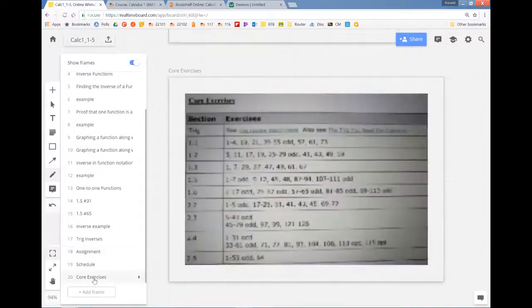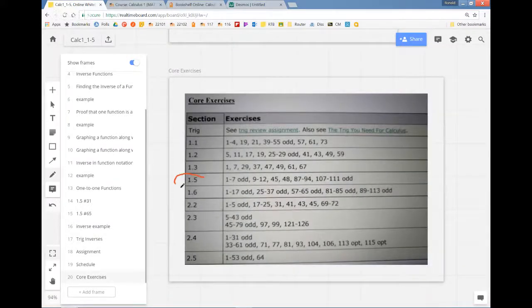Okay, so that brings us down to here, 1.5. The assignment then includes what? Yeah, somebody in the other class asked me about this. When it says 1 to 7 odd, so 1, 3, 5, 7. 9 to 12, 9, 10, 11, 12. So, 107 to 111 odd, 107, 109, 111. So, just an explanation there of what those mean.